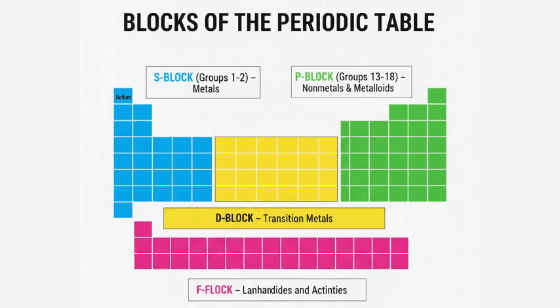We can also break the table down into four main blocks: S, P, D, and F. The easiest way to think about them is like neighborhoods, and each one is defined by the type of electron orbital that's being filled. So you've got the S block on the left, home to super-reactive metals. Then there's the P block over on the right. That's a really diverse area with non-metals and metalloids. And that big chunk in the middle, that's the D block, where you find all the transition metals like iron and copper.